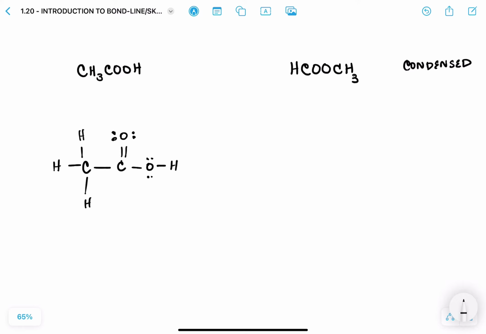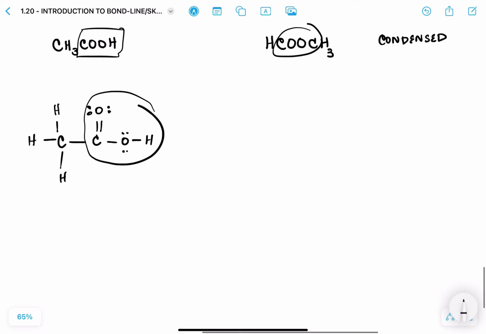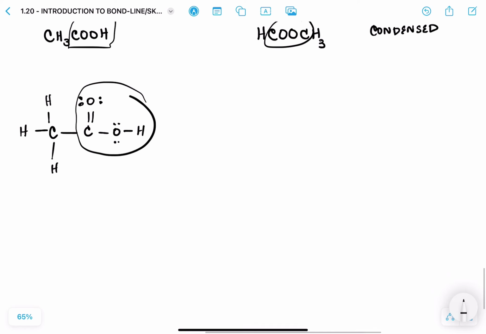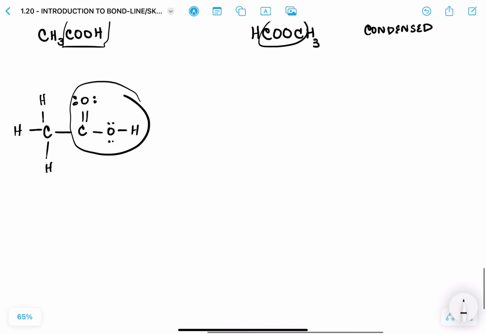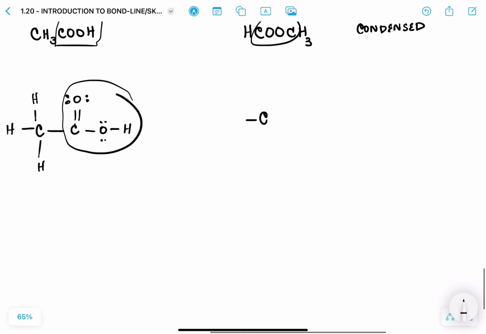Now, how did I know that this was the way it looks? Well, there is a pattern here when I look at these condensed structures. Whenever I see COOH, it's going to look like this. Whenever I see COOC, it's going to look like something called an ester. And so we'll go ahead and draw that here. So this is going to look like this in our Lewis structures.